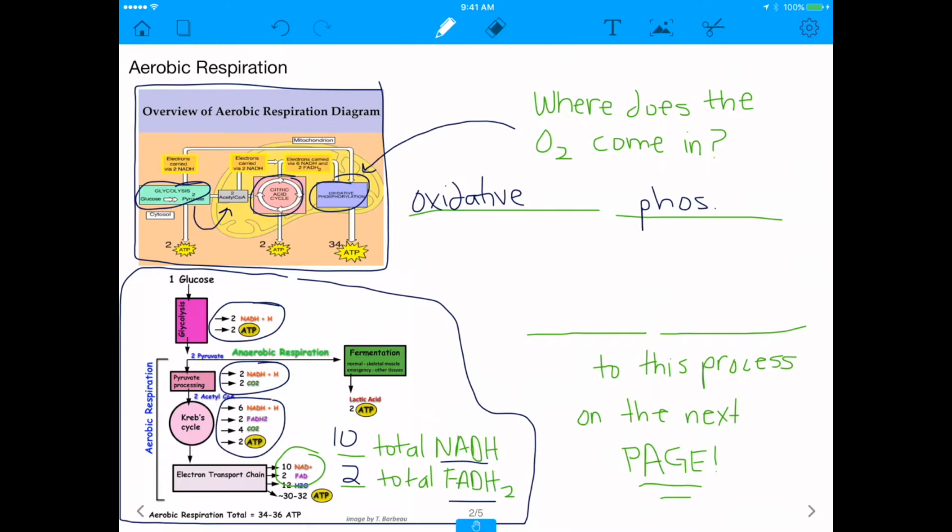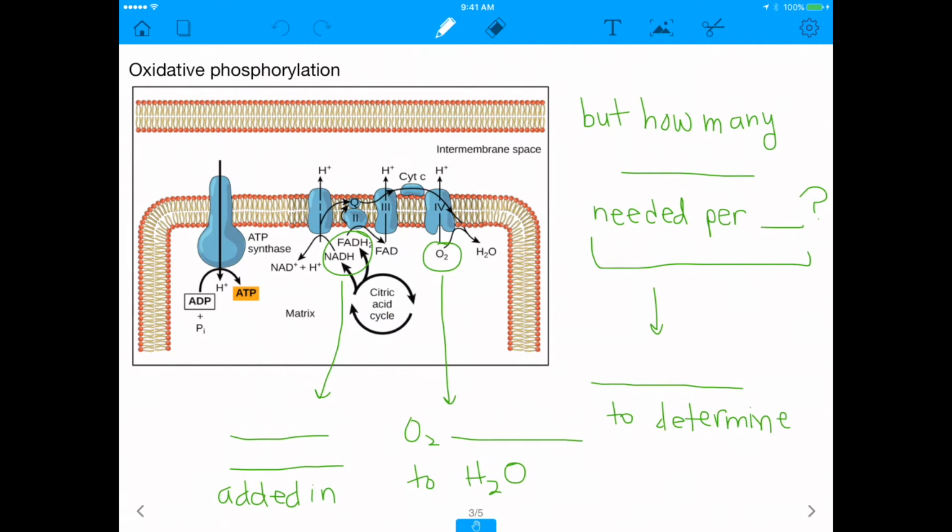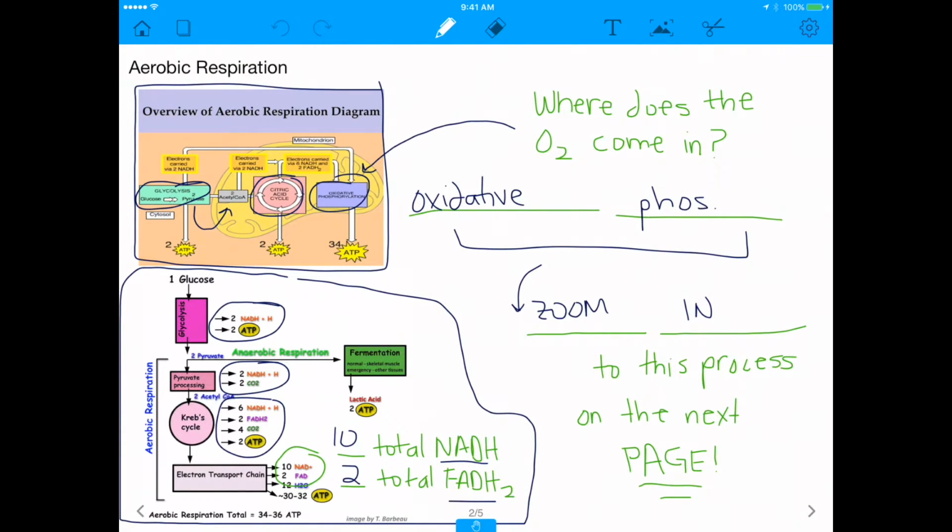So what I want to do is go into the oxidative phosphorylation part. I'm going to zoom in on the next page because that's where the oxygen is. And we want to know how many oxygens we need for one molecule of glucose. So remember, in the lower left-hand corner, there's one glucose molecule, and we eventually break it down completely through the electron transport chain. We want to know how many oxygens are needed to break this down.